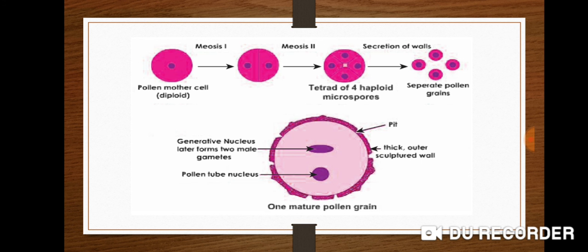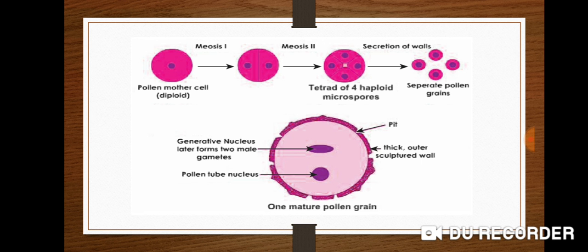The exine is a thick, outer protective covering. It is made up of two layers, namely an ektexine and the inner one is endexine. The outer surface of ektexine is sculptured. It is made up of three layers, namely tectum, baculum and foot layer.